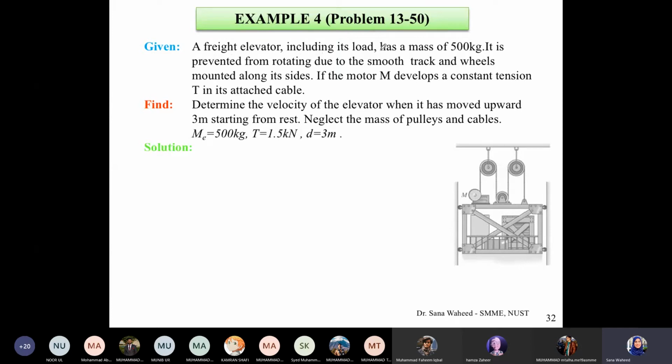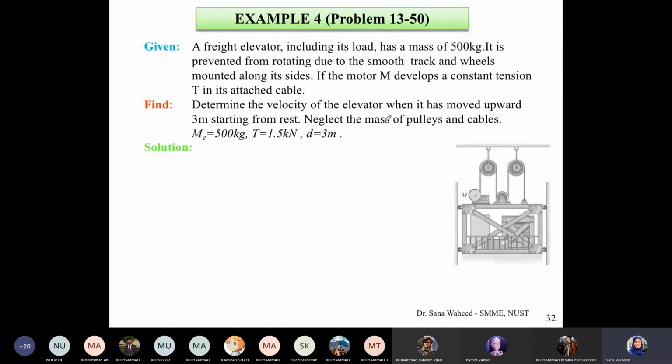A freight elevator, including its load, has a mass of 500 kg. It is prevented from rotating due to the smooth track and wheels mounted along its sides. If the motor M develops a constant tension T in its attached cable, मतलब इस एक motor से एक cable की tension given है, it's T. Then we want to determine the velocity of the elevator when it has moved upwards 3 meters starting from rest. Neglect the mass of pulleys and cables.